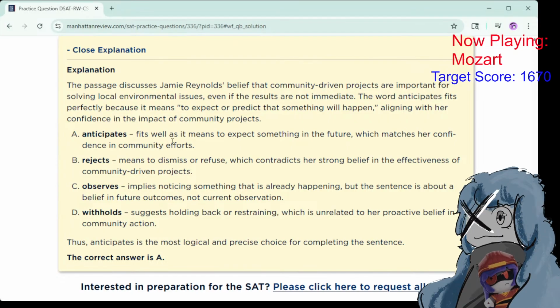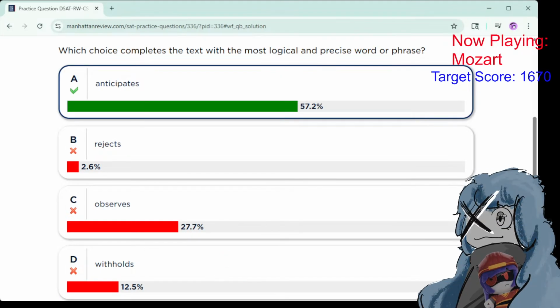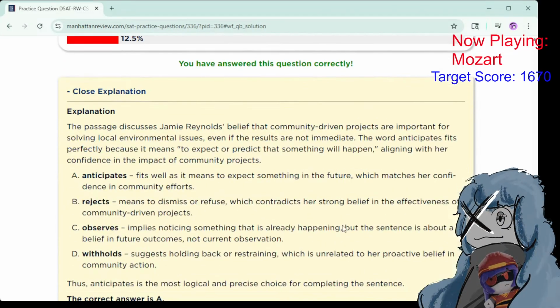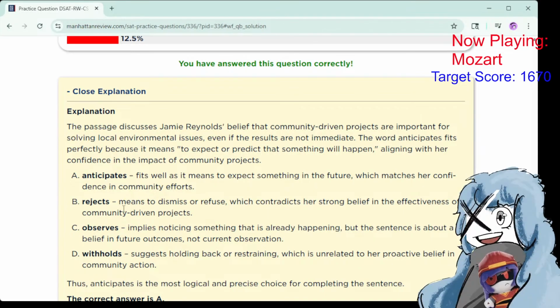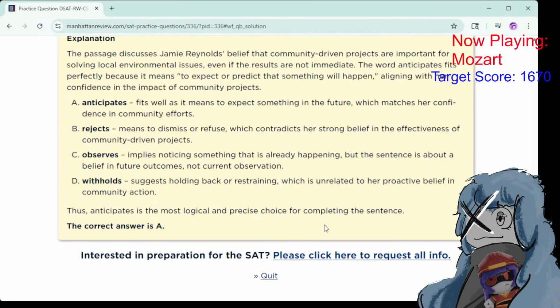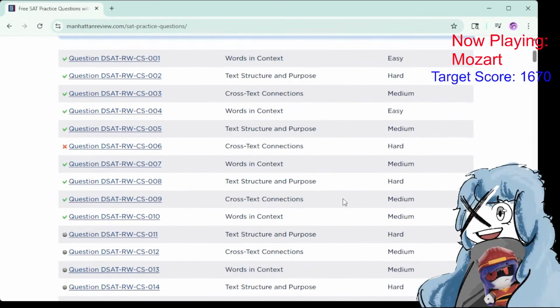Let's see. Most people picked observes and D, withholds. Yeah, I would have picked observes if I didn't pick anticipates. Anticipates fits well as a means to expect something in the future, which matches her confidence in community efforts. Observes is not correct. It implies noticing something already happening, but the subject believes in future outcomes, not current observations. Withholds suggests holding back, restraining, which contradicts her proactive belief. Rejects contradicts it too. So everything else contradicts, anticipates means future, and observes means current.